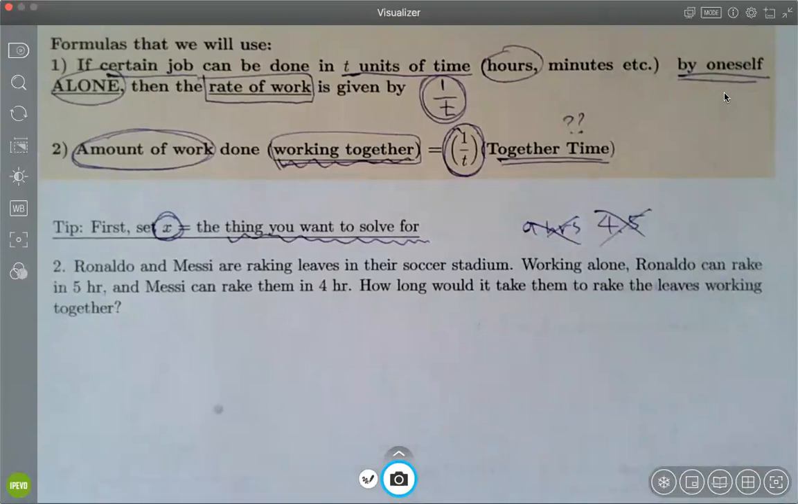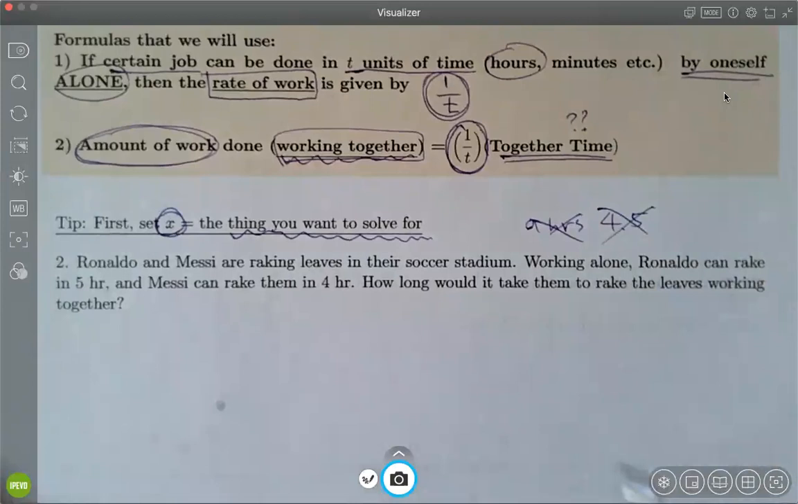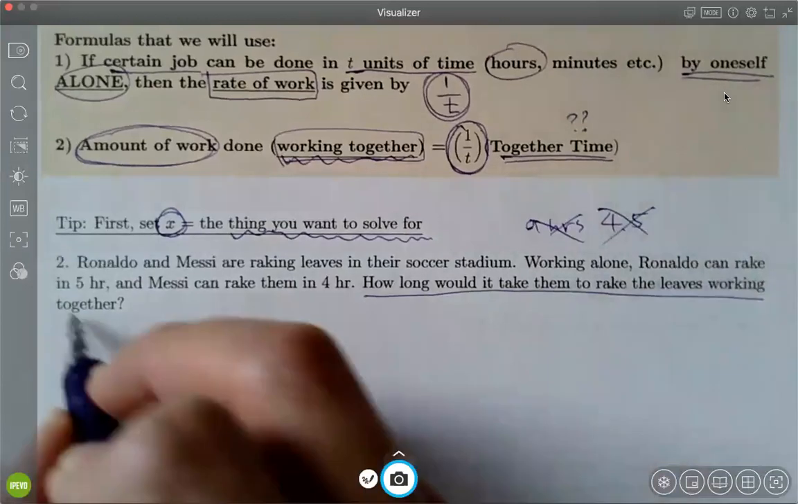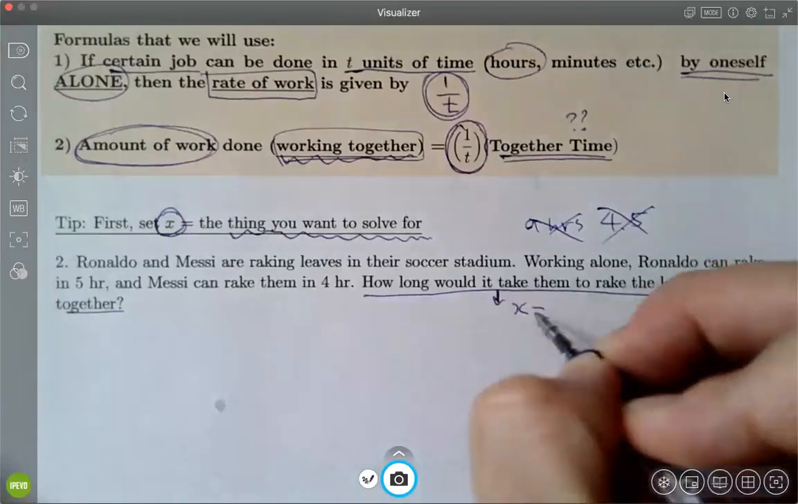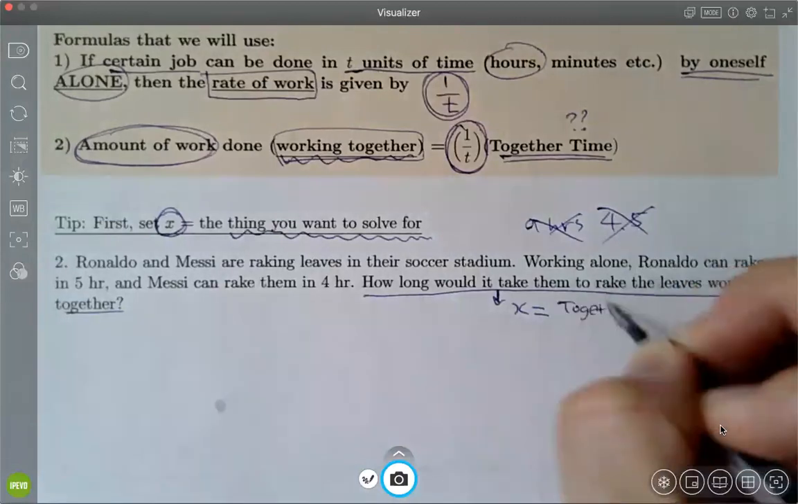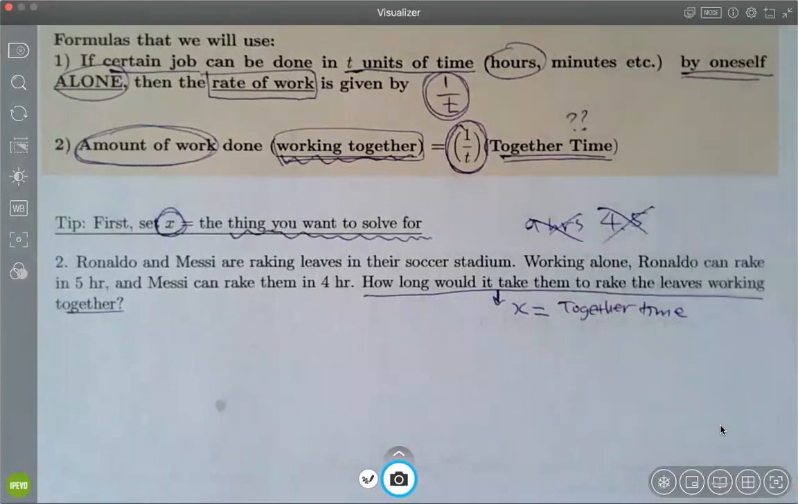Okay, now here, what are we trying to get? What are we solving for, basically? That, right? That's the unknown. Okay, so what does that mean? That needs to be set as x. And now, summarize this last question into 2 words. Together time. Do you see that? Okay, it's the together time. Okay, and there we go. Here comes the together time.